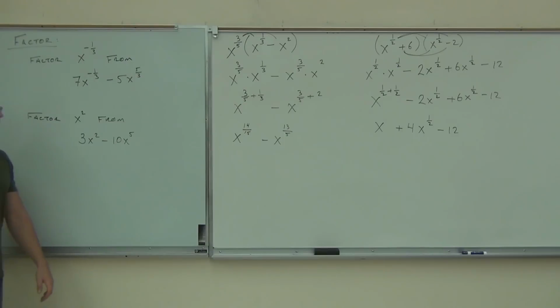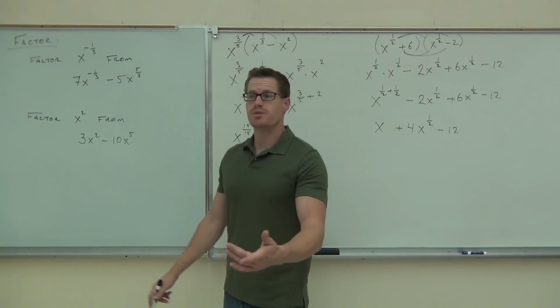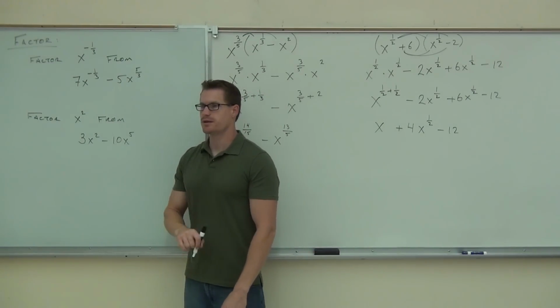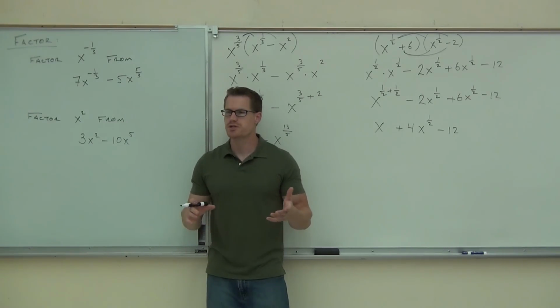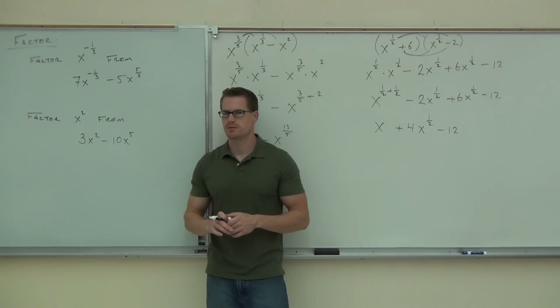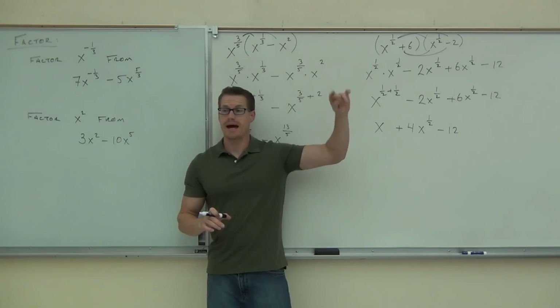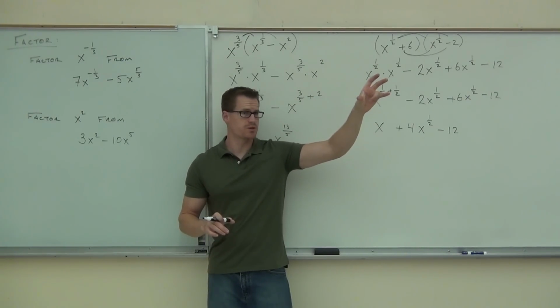Factor x squared from 3x squared minus 10x to the 5th. Firstly, I want you to recognize, can you factor x squared from that? Yes. Clearly. Now, I need you to understand also what factor means. What are we doing when you're factoring? Removing. Okay, removing. That sounds good. What are you doing when you're distributing? Adding. Well, we're not adding. We're multiplying across those parentheses. That's what you do when you distribute, right?